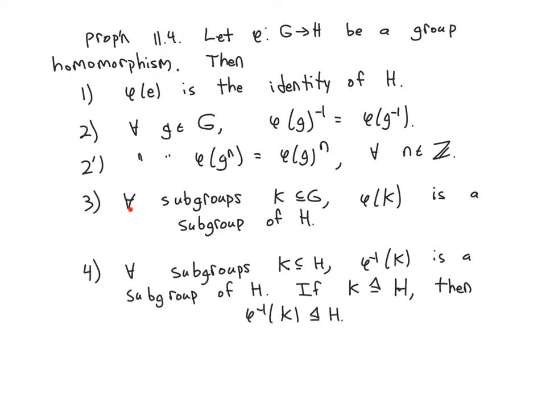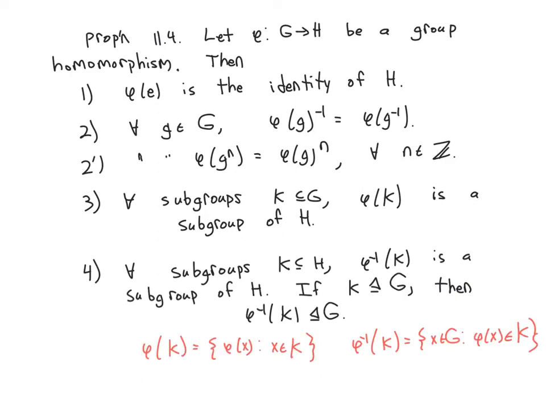The third property is that for any subgroup of G, its image is also a subgroup of H. And for any subgroup of the codomain H, the pre-image is a subgroup of G. Moreover, if K is normal in the codomain, then the pre-image is normal in the domain. Of course, this is the symbol I use for normal subgroup.